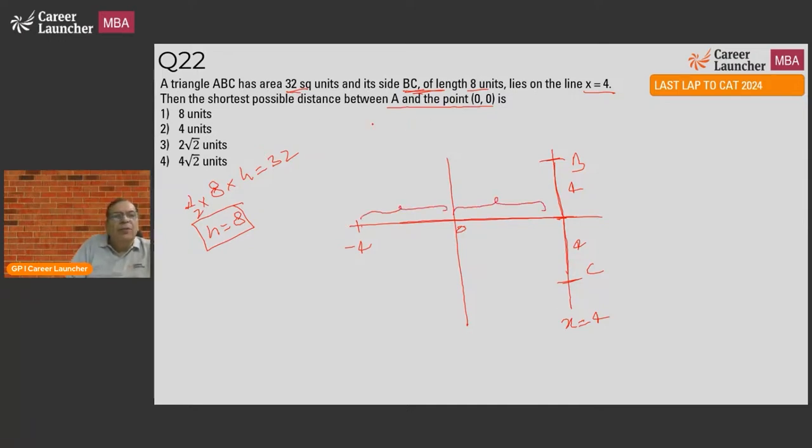So what is the shortest distance between A and 0,0? A and 0,0 will be 4. So this distance is 8. This distance is 4. Make a simple figure, and the answer becomes visible. Round 1 question.